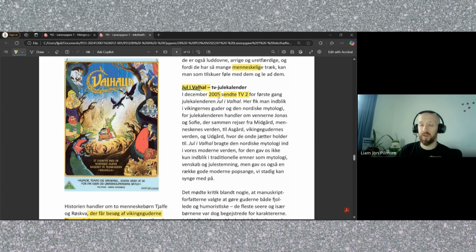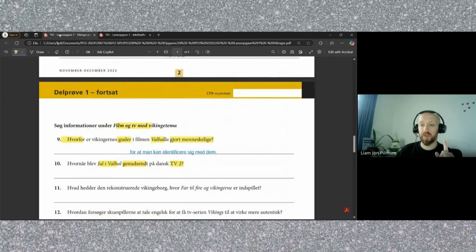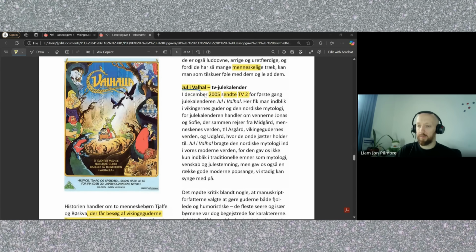I had to be careful here because the keyword was genudsendt, and that means resent. When were they resent? Almost like, when you have a rerun in TV. So let me just read this part here. I december 2005 sendte TV2 for første gang julekalenderen Jul i Valhall. So this is not my answer. It says they sent it for the first time.